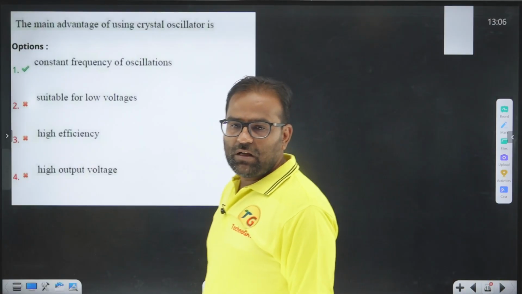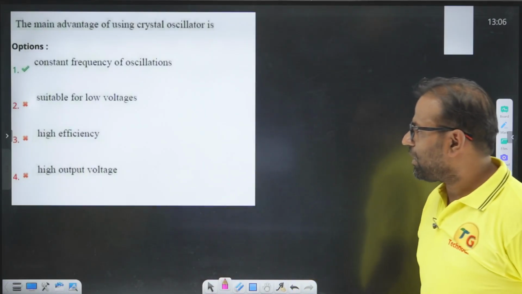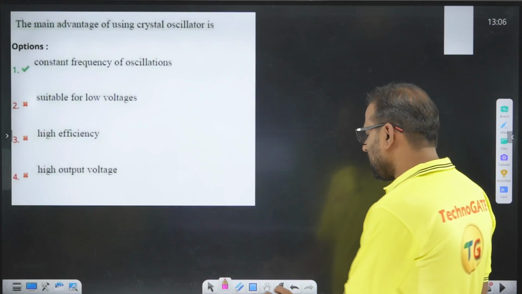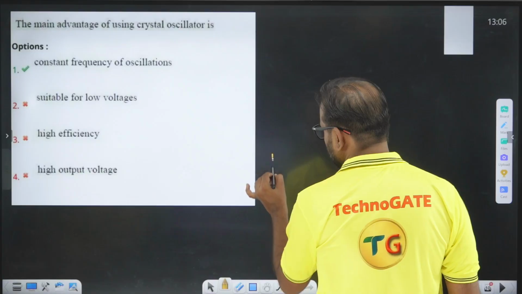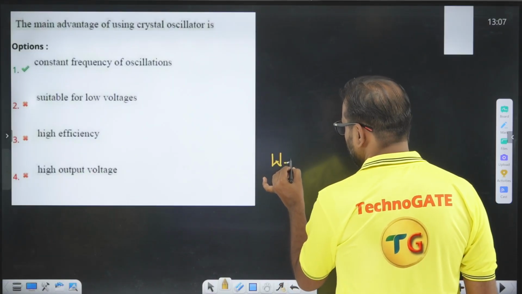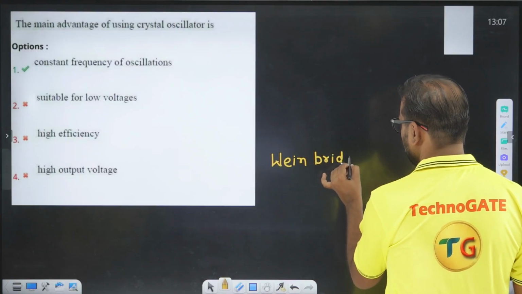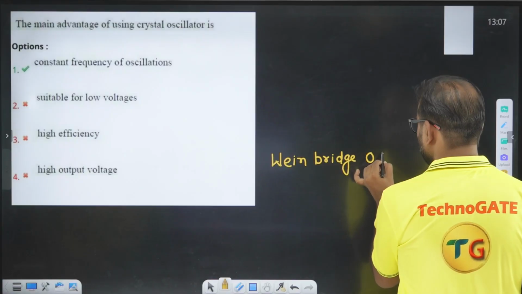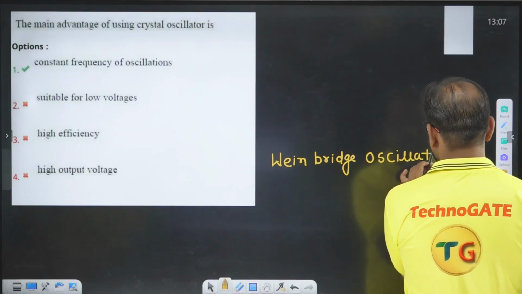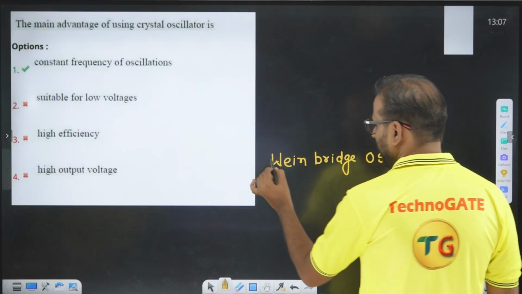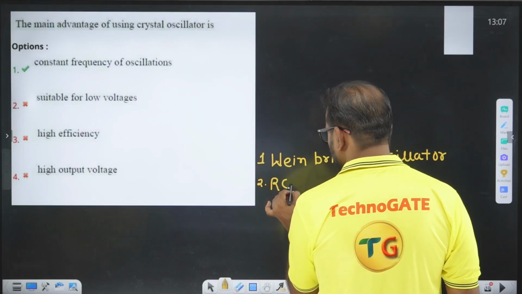Next question is the main advantage of using a crystal oscillator. Always remember, the crystal oscillator, when you talk about other oscillators, sinusoidal oscillators, let's say the Wien bridge oscillator, or a second oscillator, the RC phase shift oscillator.